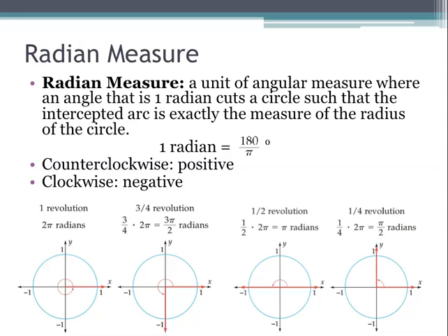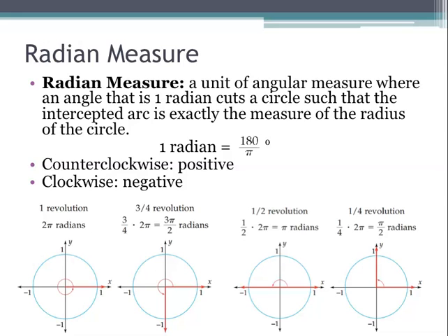Okay, now these 4 examples that we have down here are just to show you what 1 full rotation, or 1 revolution around, is in radians. Notice we have a circle that has a radius of length 1. If you were thinking about what the circumference of that circle is, that's 2 pi times 1, so that's 2 pi. So we would say that 1 full rotation around is going to be 2 pi radians.